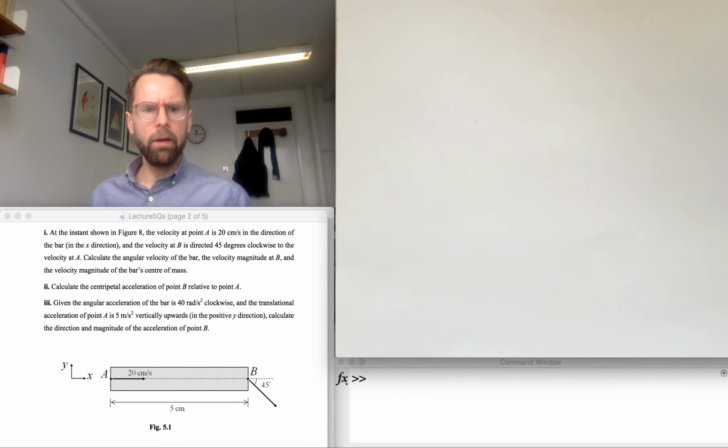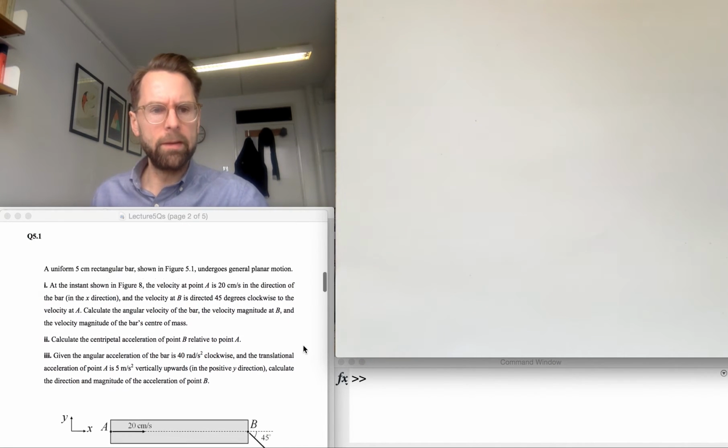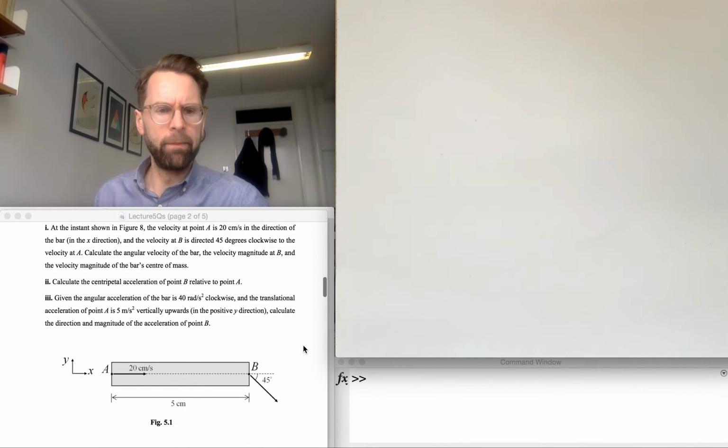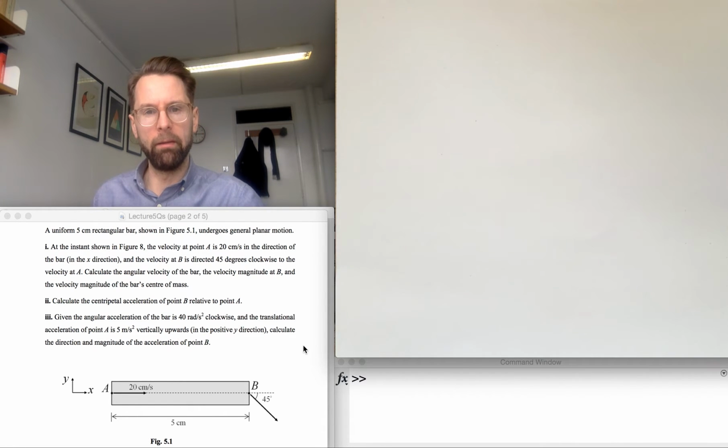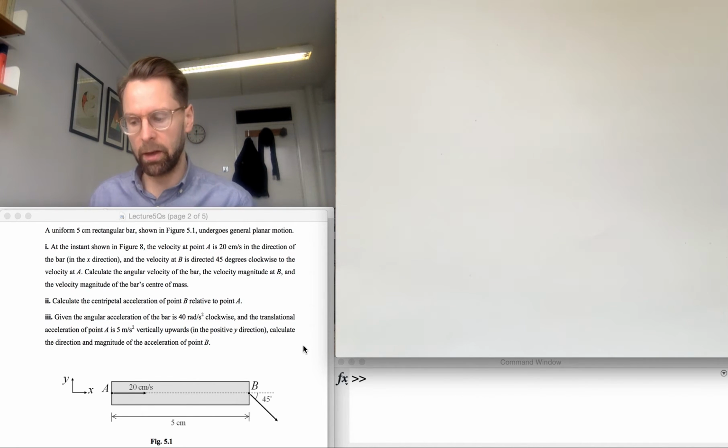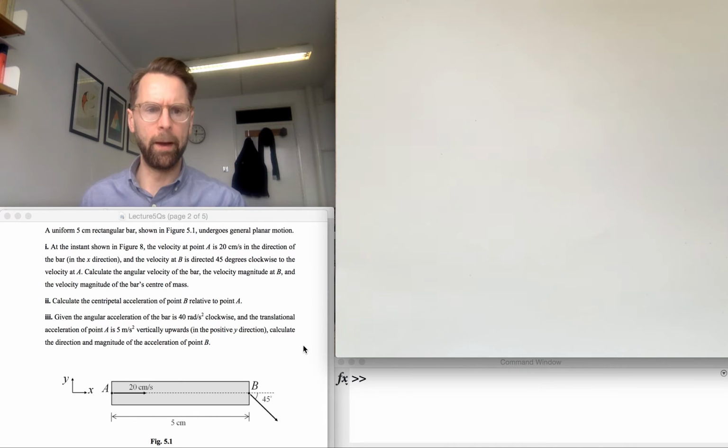So question 5.1 is based on an old exam paper. The first part and the second part are relatively straightforward, and the third part is perhaps a bit more challenging, and certainly people struggled a bit more with it. So I'll go through that bit. I'll try and go through that bit more slowly than the first two sections.